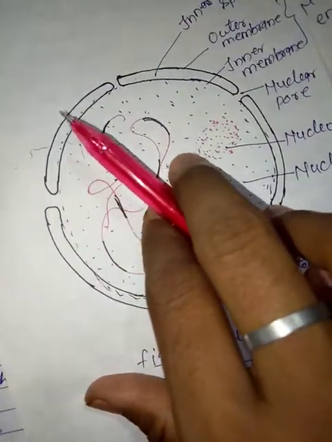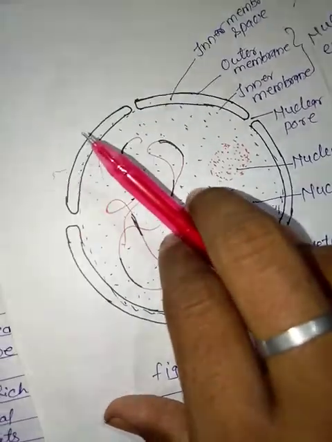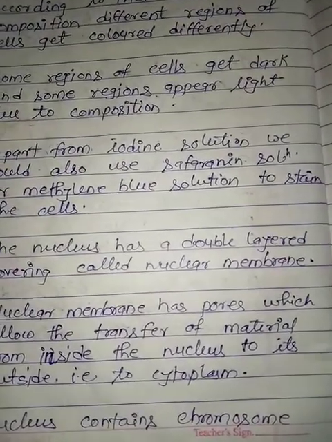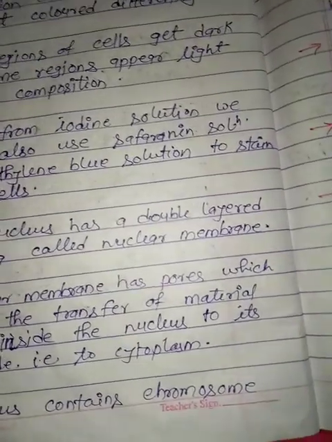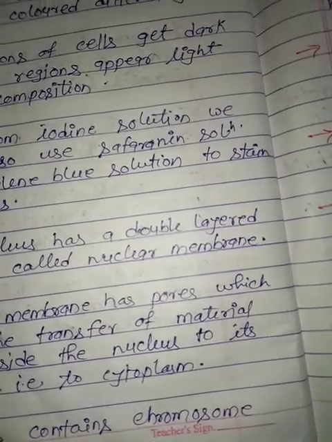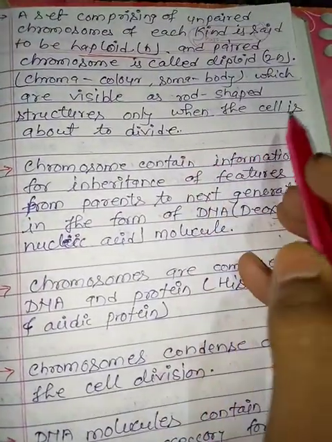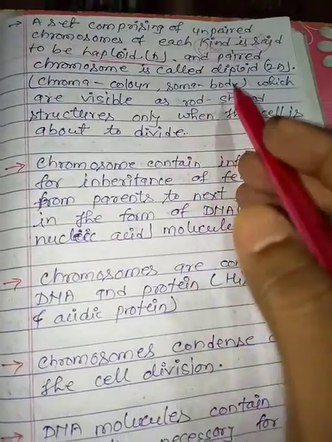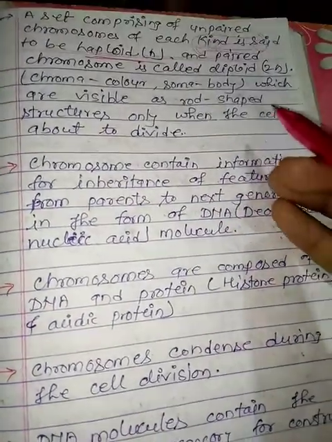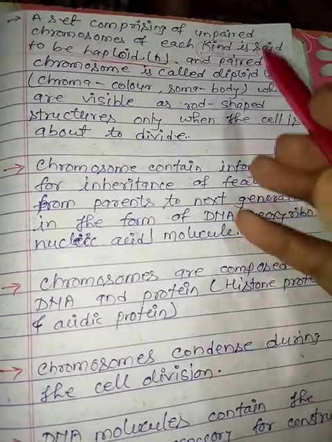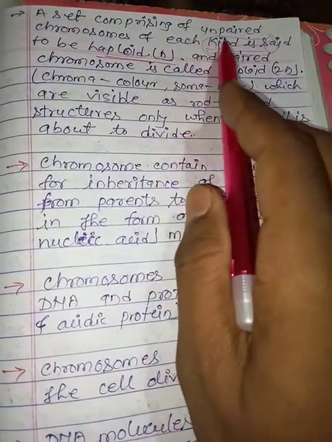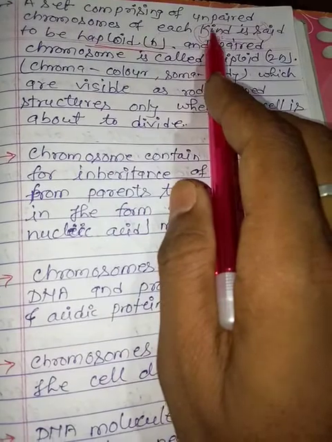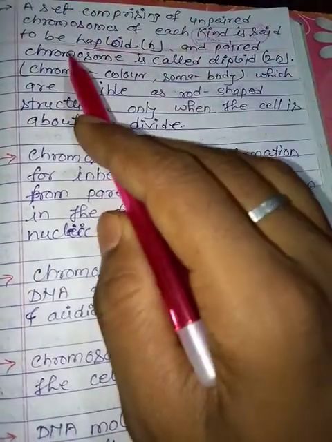This membrane is also permeable, like the plasma membrane. The nucleus contains the chromosome; chromo means color, soma means body. Chromosomes are visible as rod like structures only when the cell is about to divide. Some organisms are called haploid and some are called diploid. If the chromosomes are unpaired, the organism is said to be haploid.